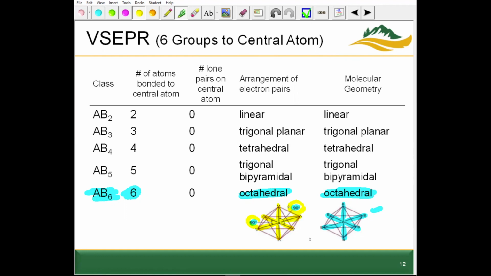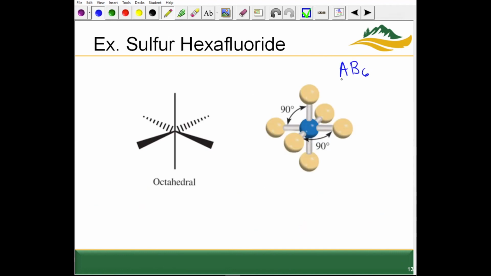That then is also separated by a right angle of 90 degrees. So 6 groups, 6 bonds, we call this octahedral molecular geometry. Let's look at an example of this class of AB6. So AB6 is the class. An example of this is sulfur hexafluoride.